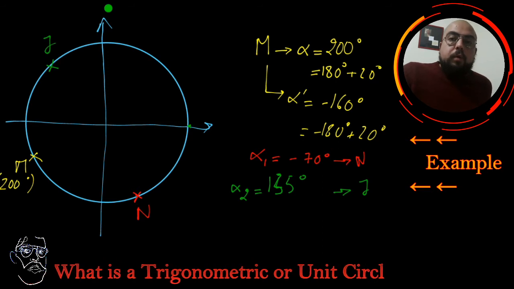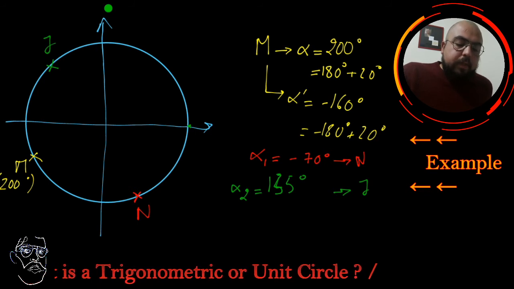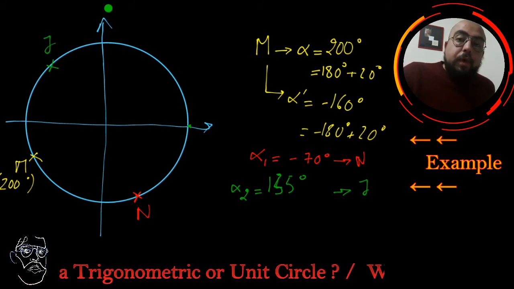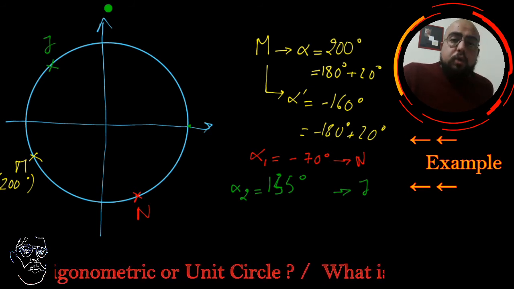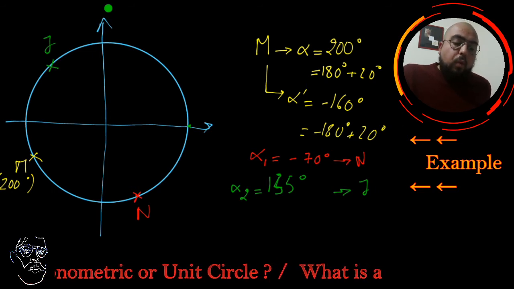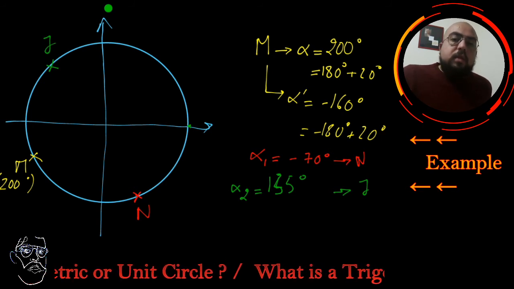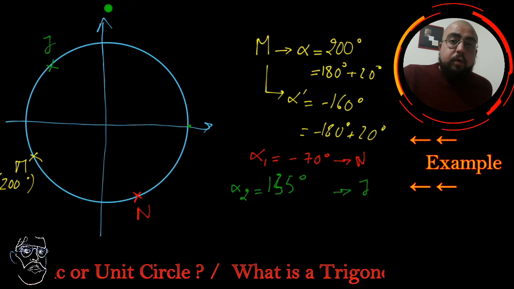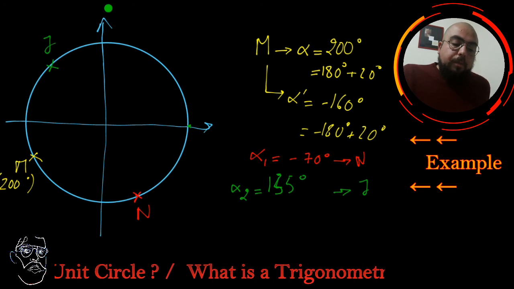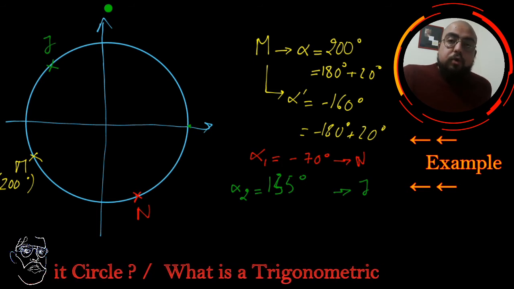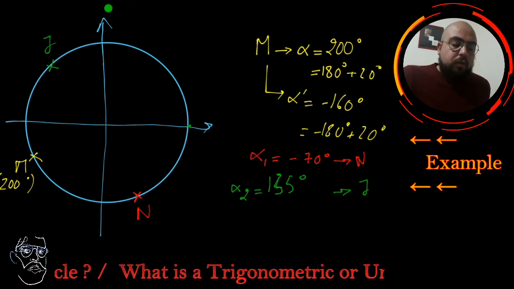If we're going to talk about each point and which quadrant it belongs to, the point M, for example, belongs to the third quadrant, where cosine is negative, sine is negative, tangent is positive, cotangent is positive. So whenever you check with your calculator cosine of 200 degrees, you will get a negative value. Sine of 200 degrees, you're going to get a negative value. As for tangent of 200 degrees, you're going to get a positive value. The point N, for example, belongs to the fourth quadrant, where sine is negative, cosine is positive, tangent is negative, cotangent is negative.